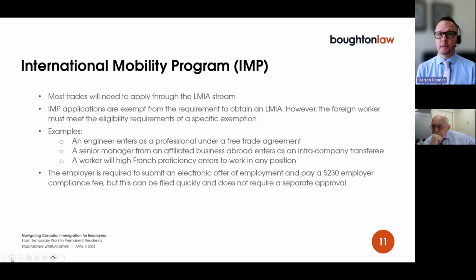Therefore, they're making it relatively easy for French speakers to get jobs. People who can show high French proficiency, basically level 7 and above on our language tests, do not need to have an LMIA. You can basically make them a job offer and submit one of these electronic job offers. We can get an application together and they can come into Canada.